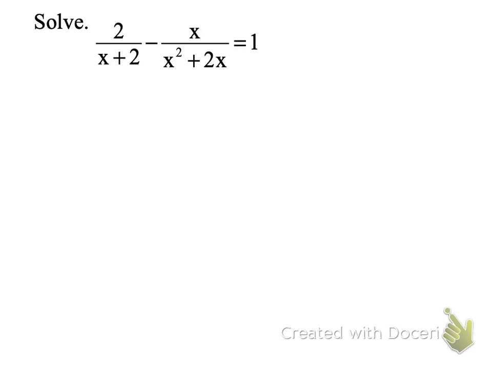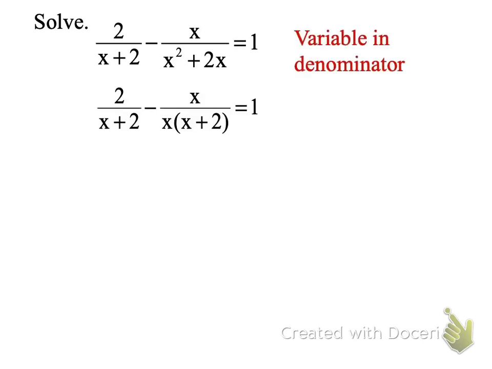Negative 2, or you have to factor that other one. So when you factor it, it would be x plus x times the quantity of x plus 2. So negative 2 works, and 0. Okay, so you have two restrictions.